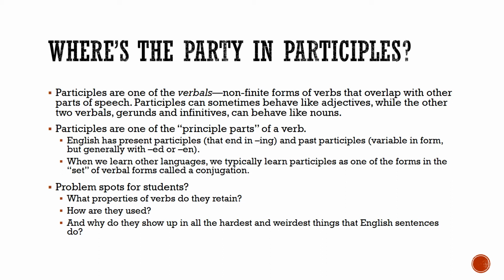When you're learning a foreign language, then you typically learn the form of the participle because it's one of the principal parts of a verb. English has two participles, a present participle that ends in ing, and past participles. And these can vary in form depending on the kind of verb you're dealing with, but generally they end in ed or en. Now, what are the problem spots for students? Well, what properties of verbs do they retain even though they're not acting like verbs anymore? How are they used, and why do they show up in all the hardest and weirdest things that English sentences do?